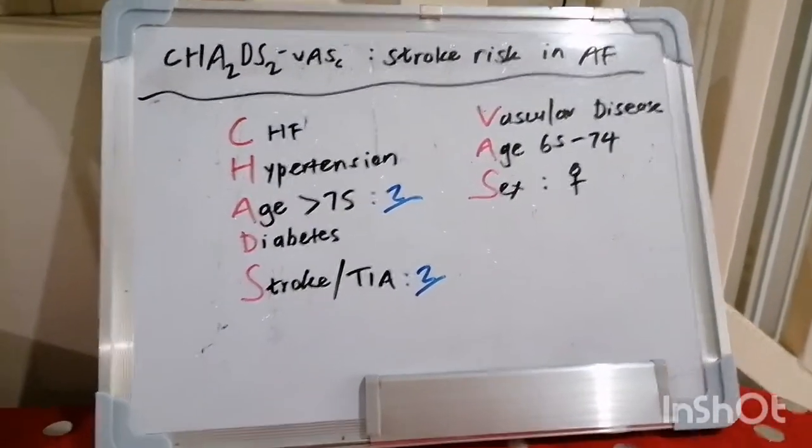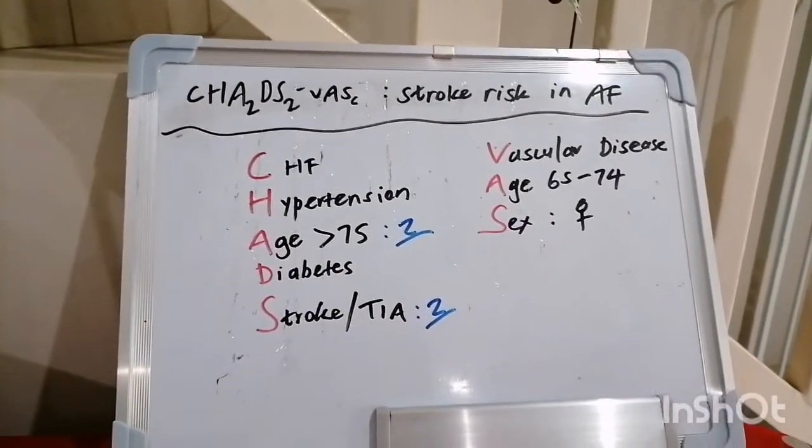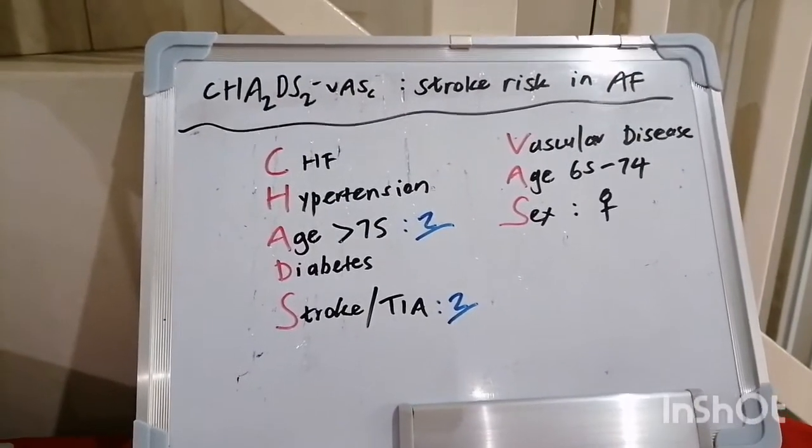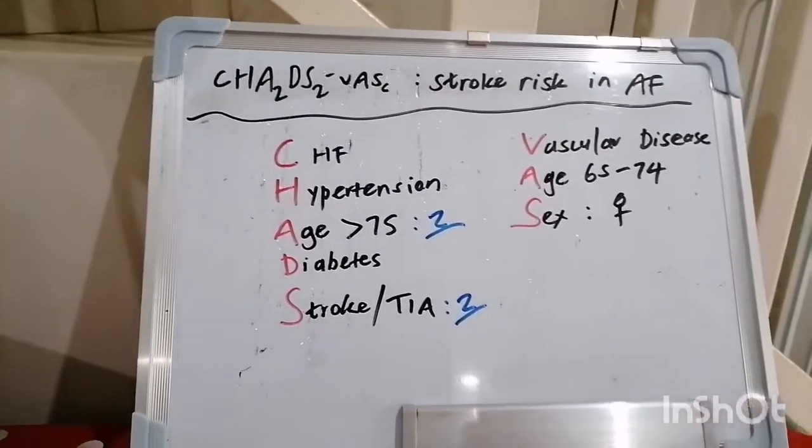All right, guys, so this is an easy way to remember which patients who have non-structural heart disease in AF need anticoagulation. CHA2DS2-VASc, there you have it.